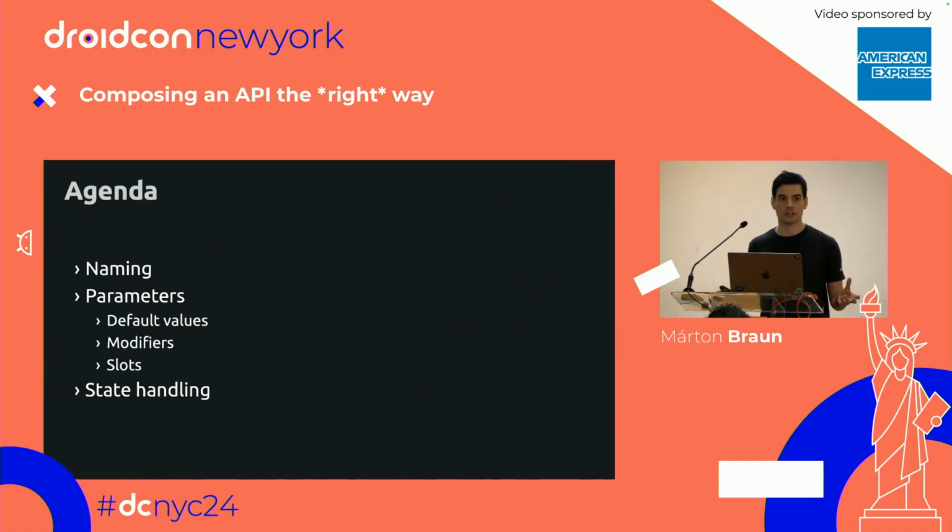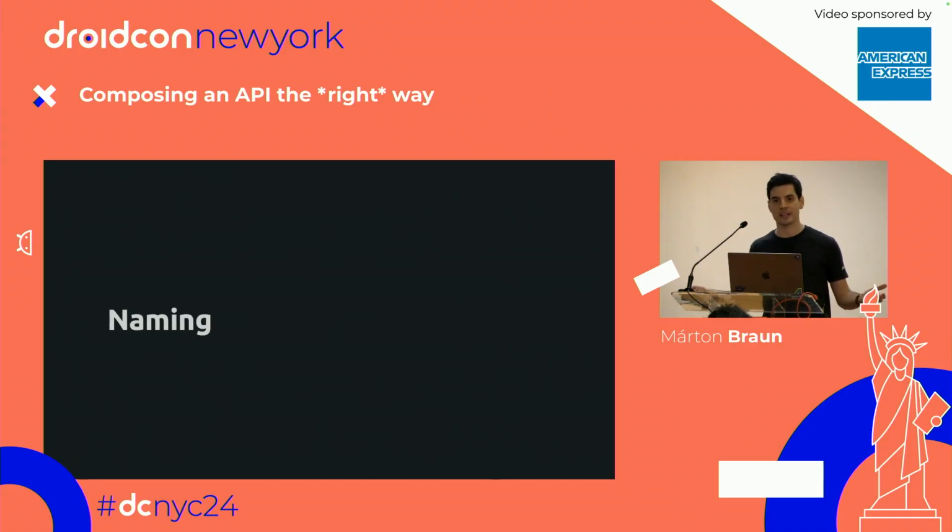So a very quick overview of some of the topics we're going to cover today. We're going to talk about naming a bit first, then we'll look at various types of parameters, highlighting some Compose-specific things like modifiers and slots, and then we'll have a bunch of things around state handling to wrap things up with. So, starting with naming.